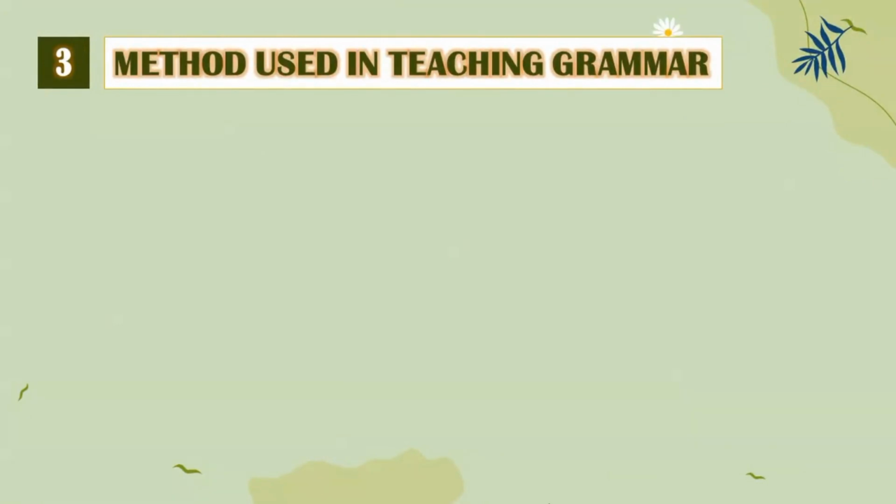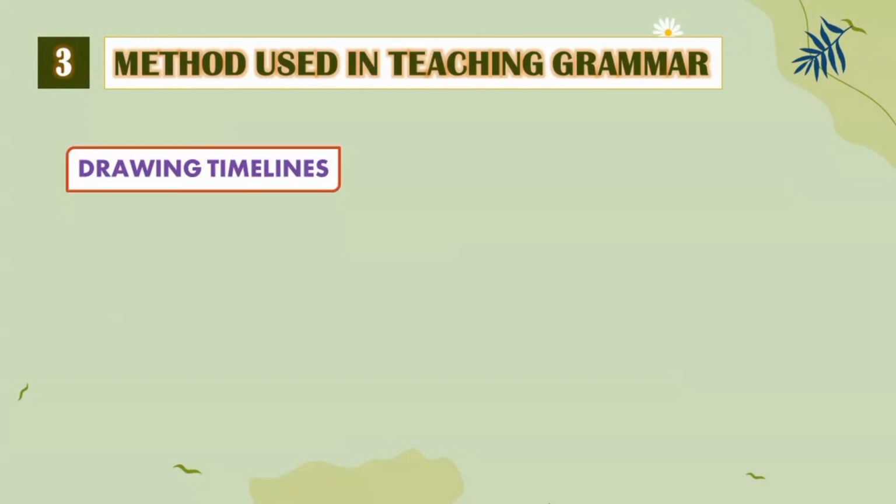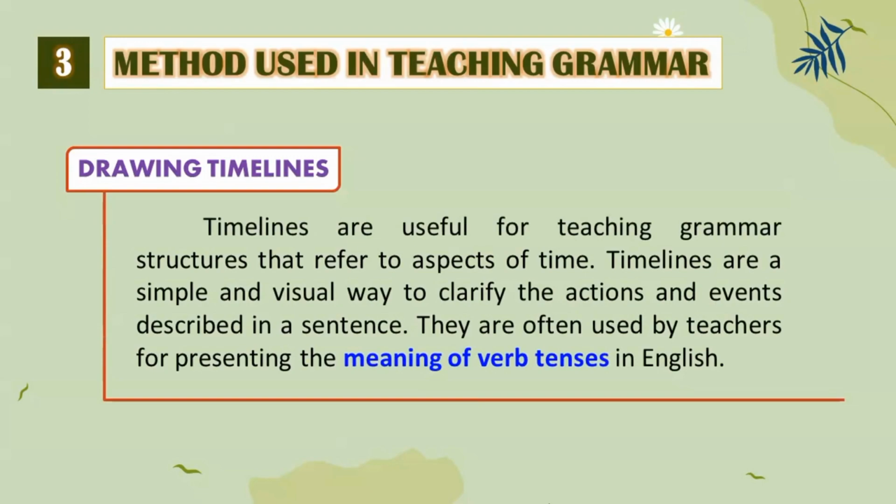The third one is method used in teaching grammar. The first method, drawing timelines. Timelines are useful for teaching grammar structure that refer to aspects of time. Timelines are a simple and visual way to clarify the action and event described in a sentence. They are often used by teachers for presenting the meaning of verb tense in English.